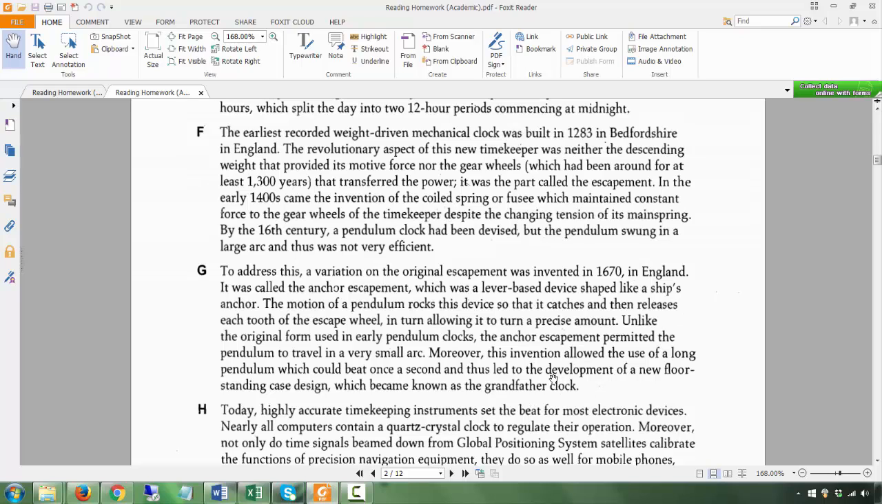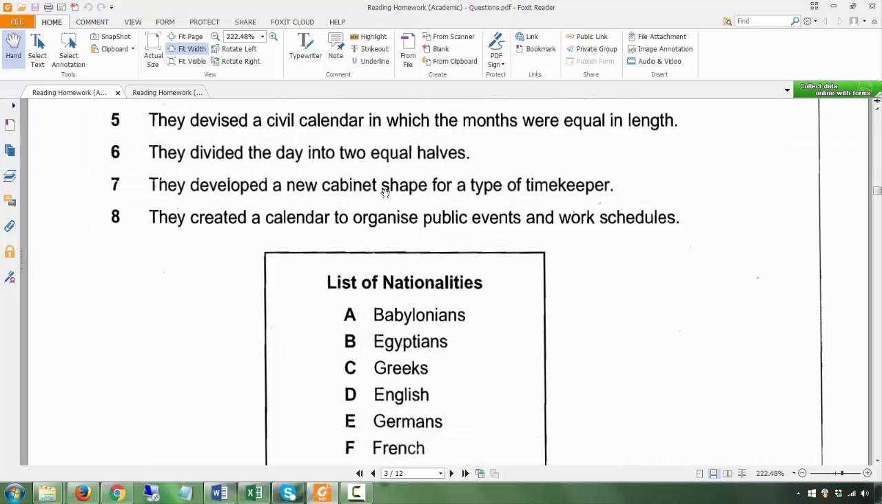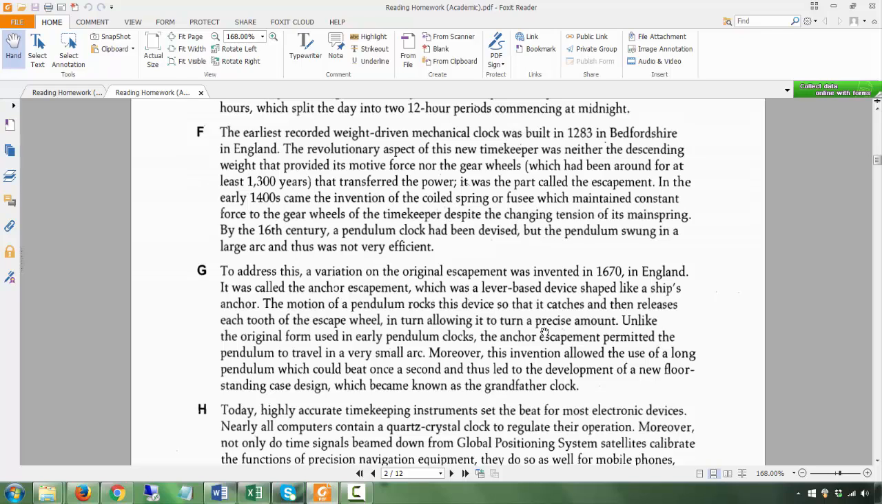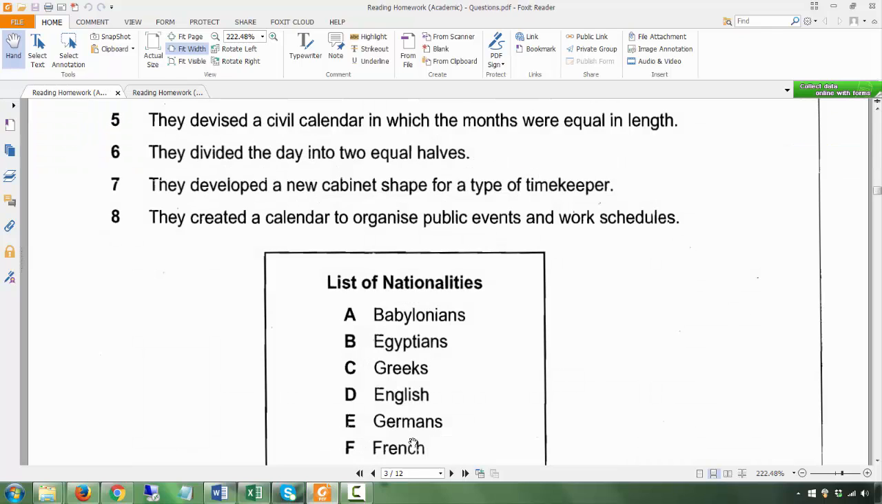I'm not sure if it's common in other parts of the world, but anyway, it was invented in England. So, development of a new floor standing case design. Develop a new cabinet shape. Okay, so this is the design. Shape and design, synonyms. And of course, type of timekeeper. Yeah, this is basically to keep time, right? Okay, grandfather clock. Okay, so that will be the English. 7 will be D.